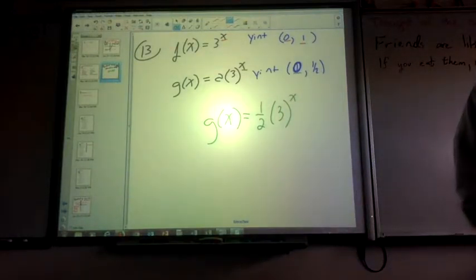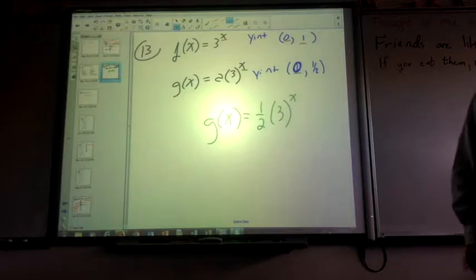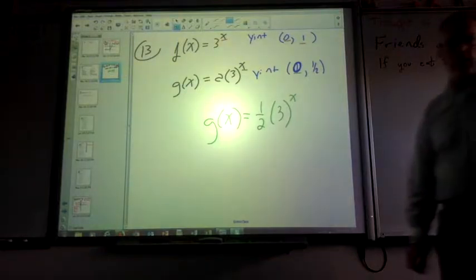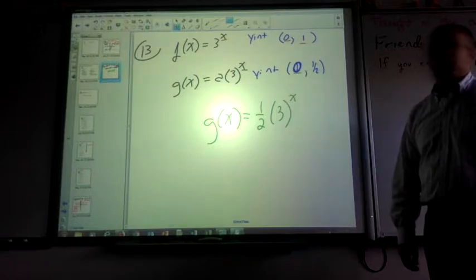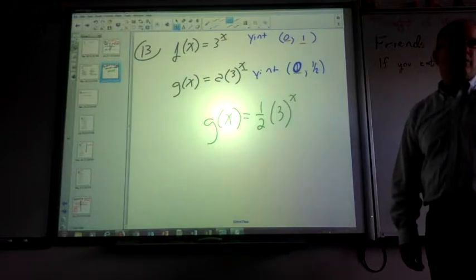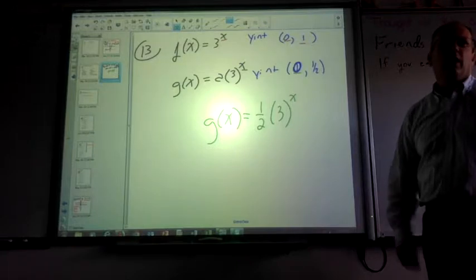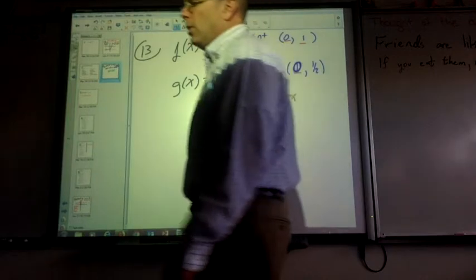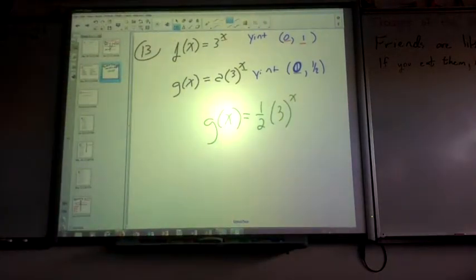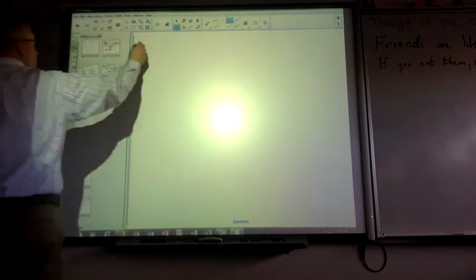Is that okay? Does that feel okay? Life good? This is actually called the stretch or compression that takes place to the graph, and that's like a pre-calc term. But we'll get there. The next one is actually a shift. Okay? So going to number 14, we're going to do it the same way.